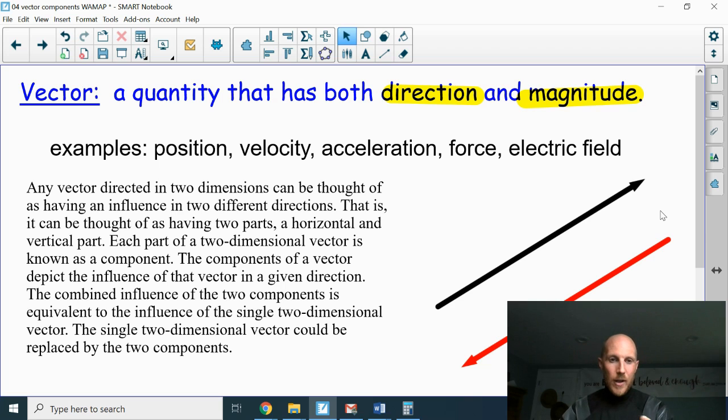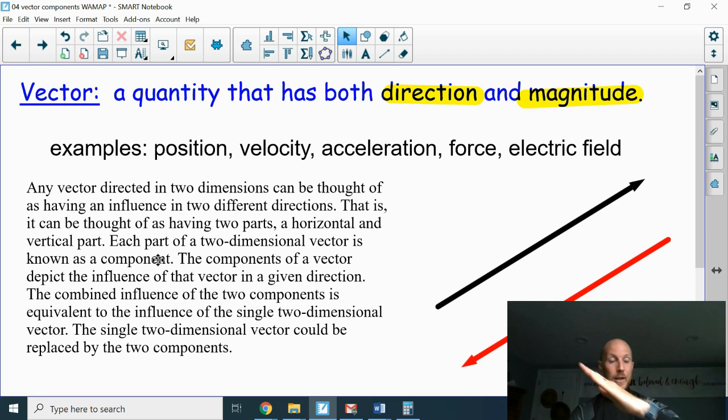So any vector described in two dimensions, like an x dimension and a y dimension, can be thought of as having an influence in two different directions, right? Which is actually what we did in the escalator problem. We looked at those two different directions. We looked at just the horizontal component and just the vertical component. And then we can say each part of the two-dimensional vector is known as a component, right? So there's another vocabulary word. The components of a vector depict the influence of that vector in a given direction.